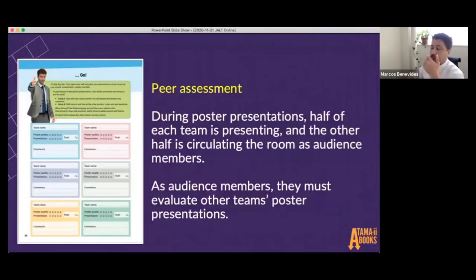And another factor that I haven't mentioned so much yet is peer assessment. So I've talked about self-assessment, having the students think about what it is that they're doing, but peer assessment is introduced here at stage 3, where during the poster presentation, the team is split in half. So they present and the other half walks around as the audience members. And when they return, they switch again, right? So as audience members, they evaluate each other's poster presentations.